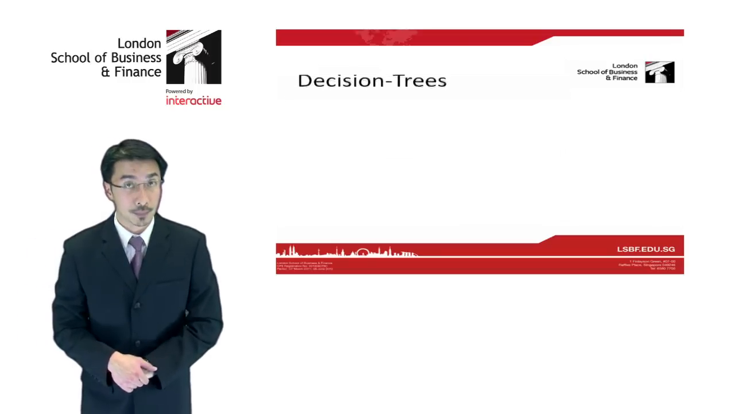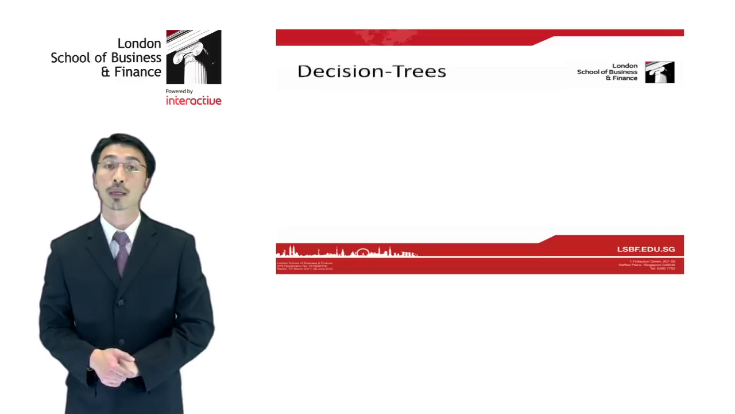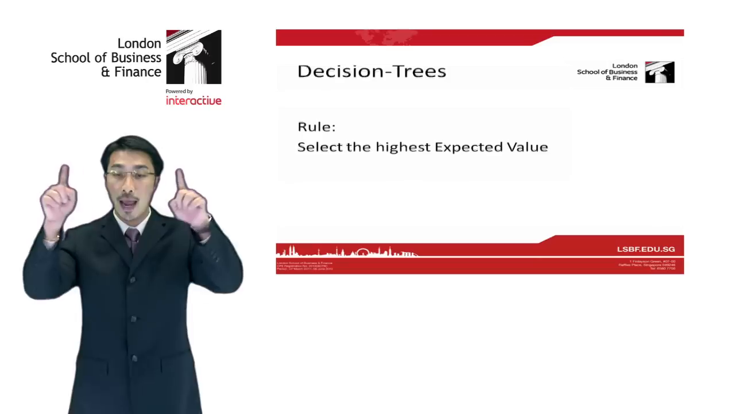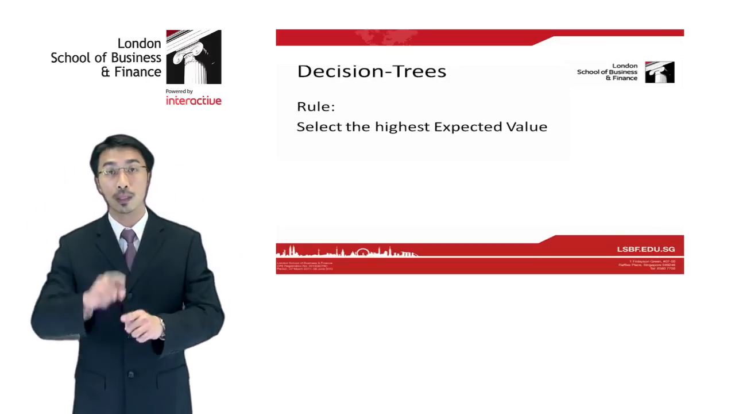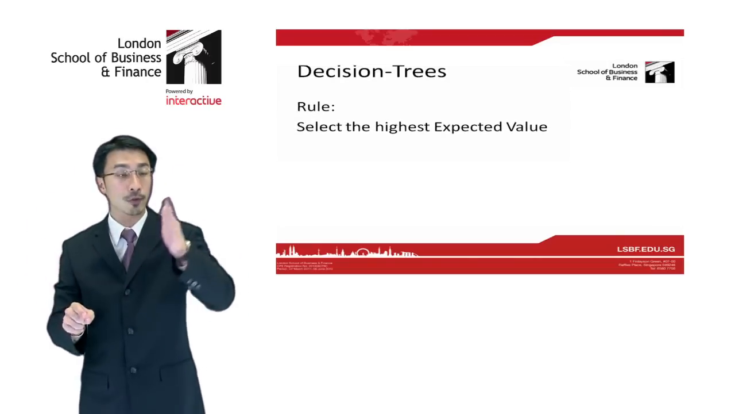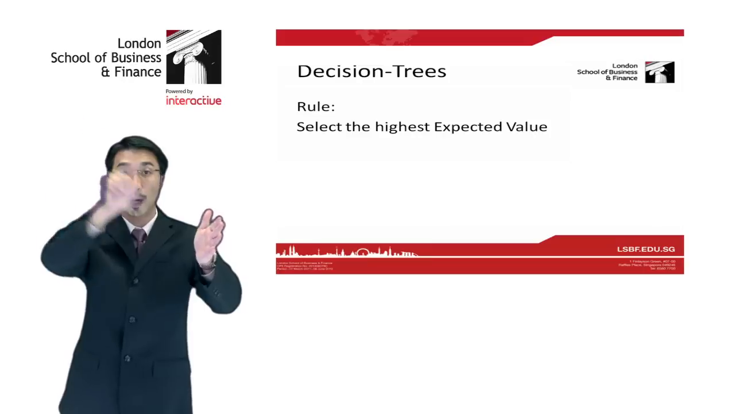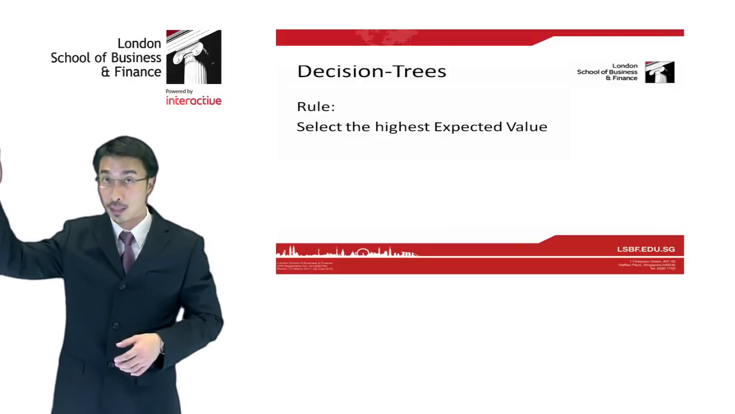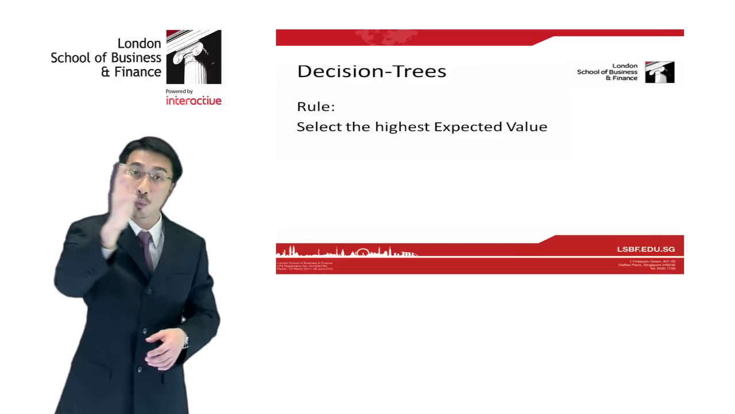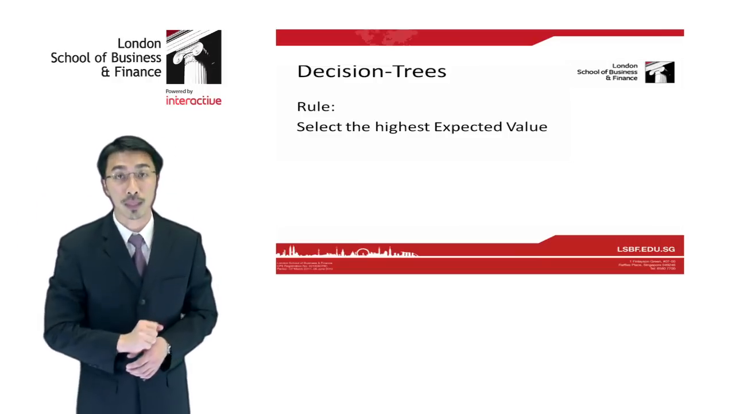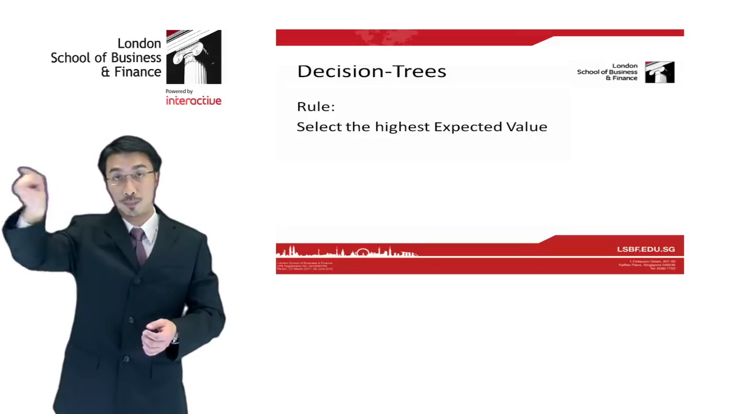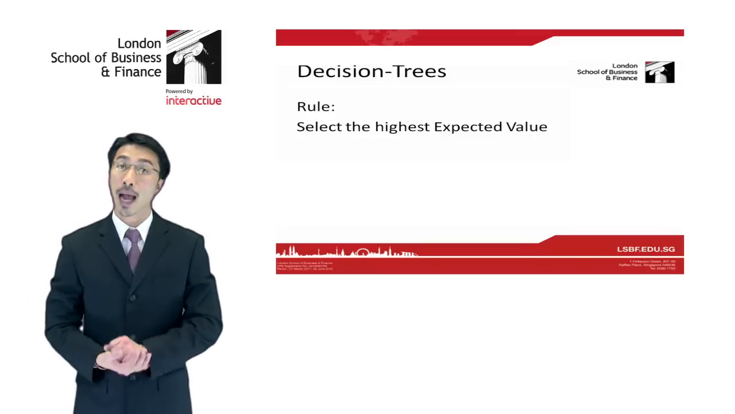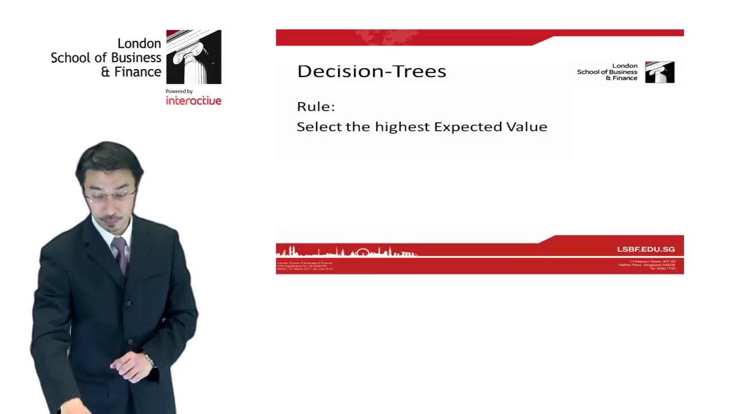For decision trees, we also make use of expected values, but you have to draw the branches of the trees starting from the left hand of the page to branch it out towards the right, and then calculate the expected values from the right backwards to the left. And from there, you will decide which branch of the decision tree gives you the highest expected values.